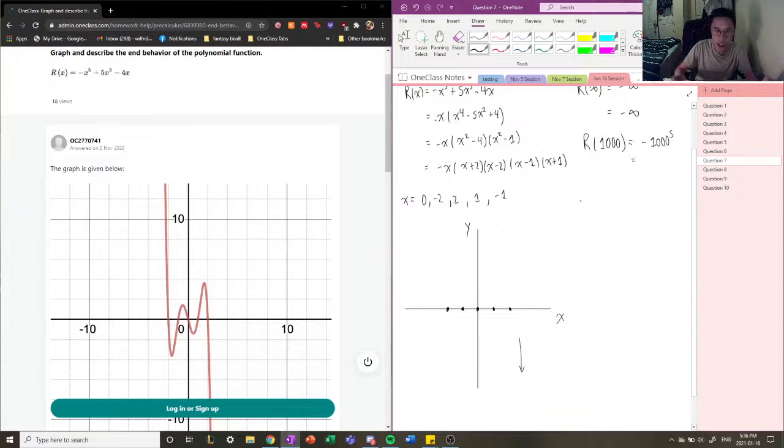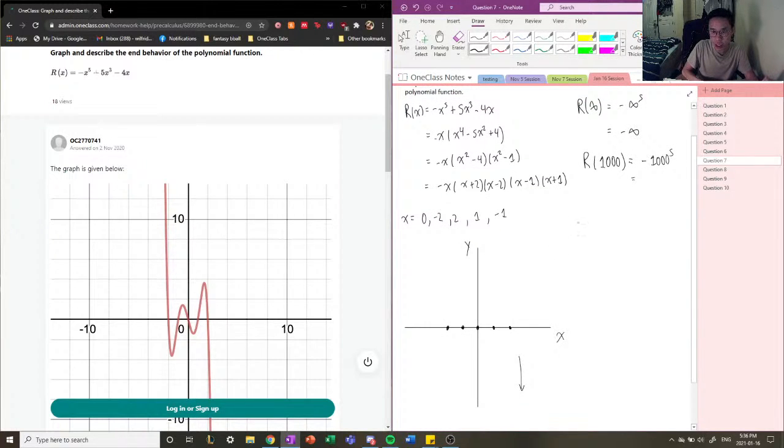Okay? How about the other way around? What if we plugged in negative infinity, or negative 1,000? If we plugged in negative infinity here, we would have negative times negative infinity to the power of 5, right?